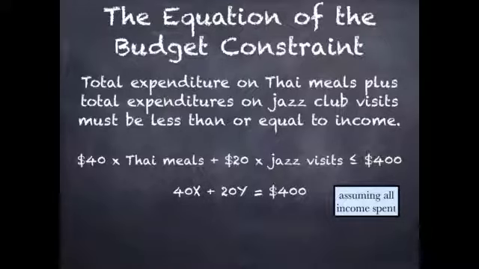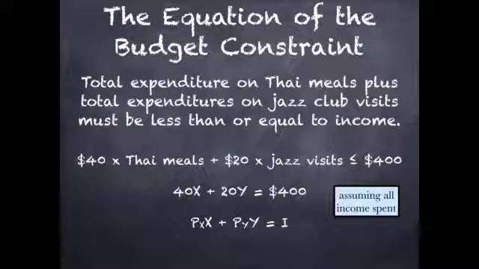So if we assume that all of our income is being spent, here is the equation for the budget line. 40 times the amount of Thai meals plus 20 times the amount of jazz visits is going to equal our $400 budget. Remember, that means we're assuming that all of our income is being spent.